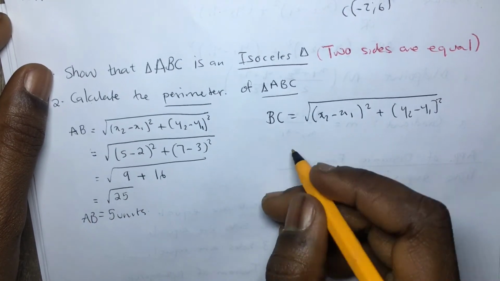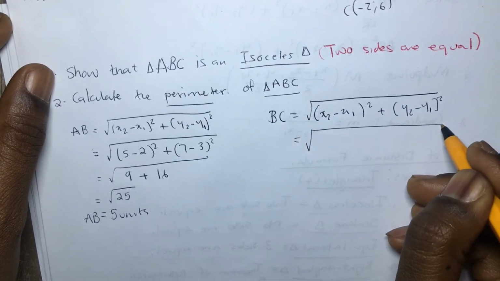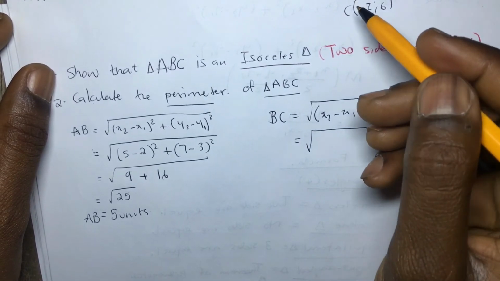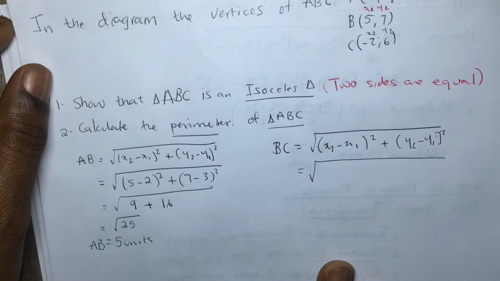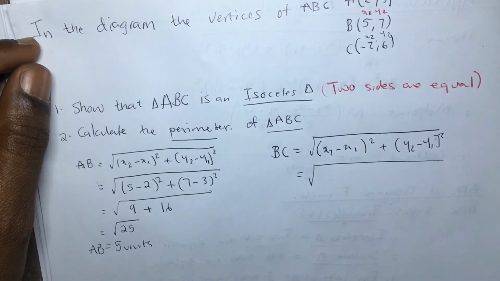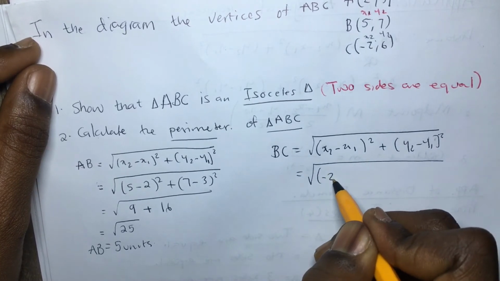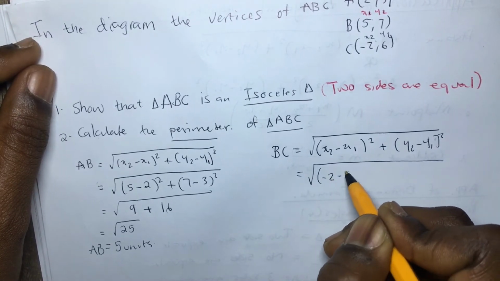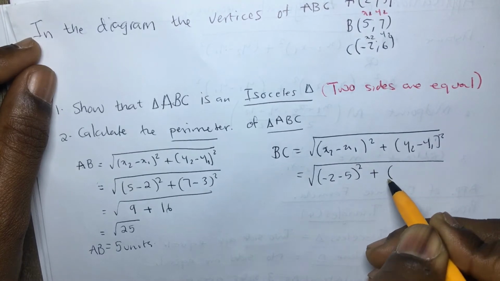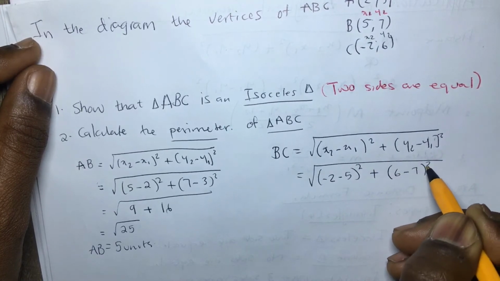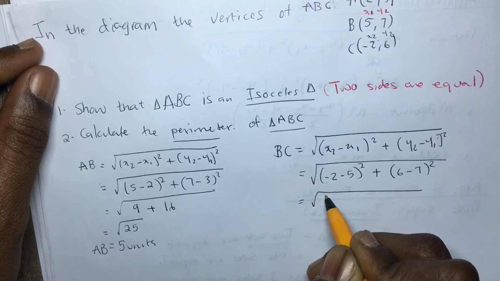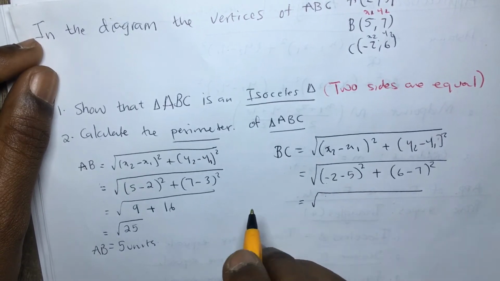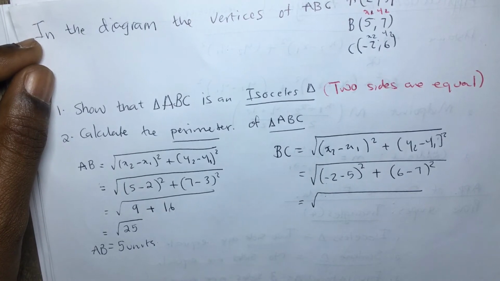Sorry about that. Okay, let's do this one now. So I'm doing BC now. This one can be x1, y1, x2, y2. I hope you saw the coordinates. So let's substitute now. In this case, it's minus 2 minus 5 squared plus y2, which is 6 minus 7 squared. And then we get the answer. This minus this is minus 7. Minus 7 squared. All right, this is about to get interesting.